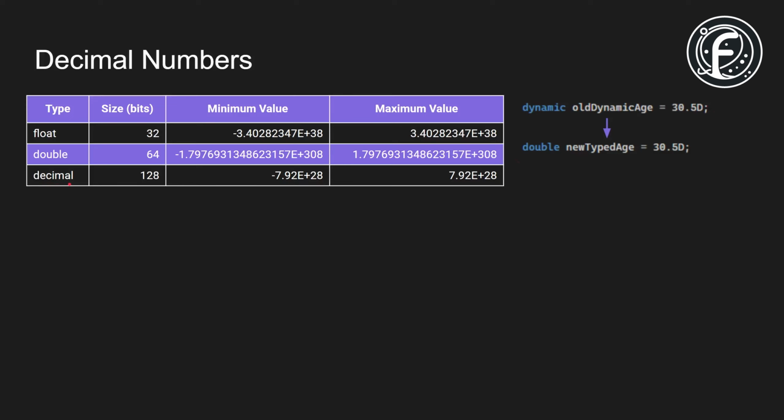Decimal is basically the same as double. You see it is much bigger, but decimal is a special case. If you have some calculations, it could be that double goes the wrong way.